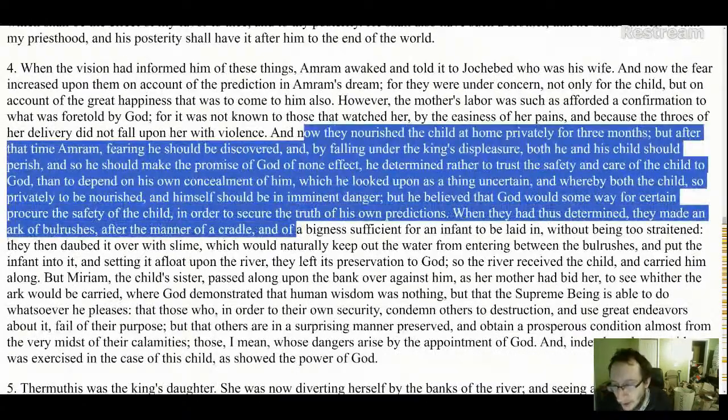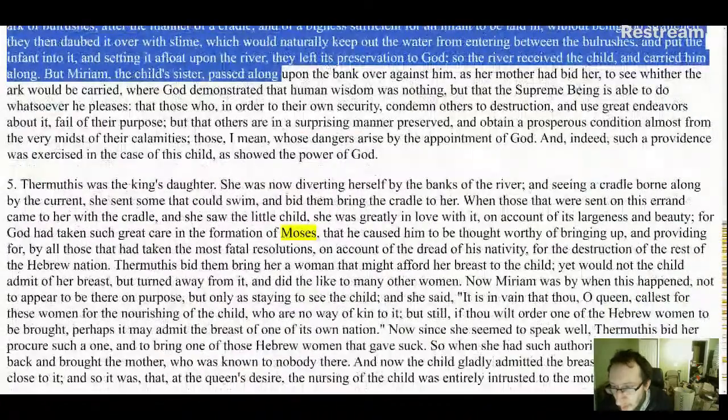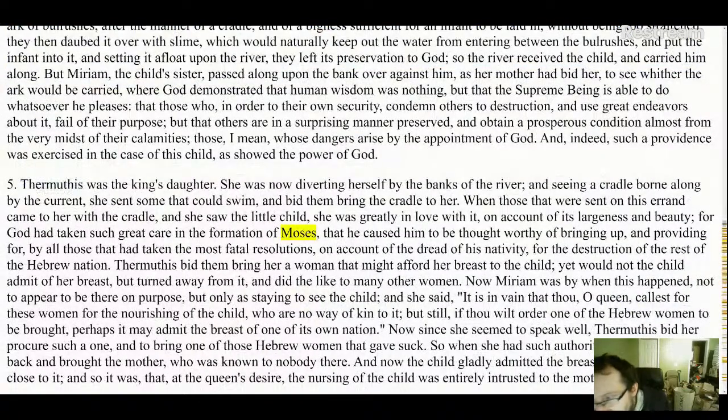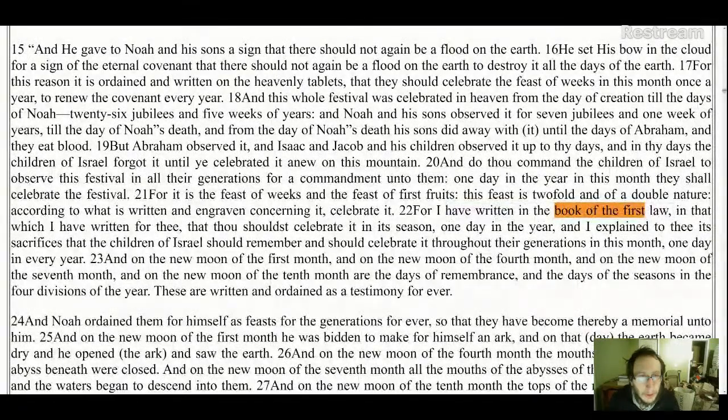Okay, and then we got this. Thermuthis was the king's daughter. Where did he get the name of the Pharaoh's daughter? It's not in Exodus. It's not in any other book. But where do we see it? Guess where we see it? Watch, I'll show you. Okay, this is the book of Jubilees.